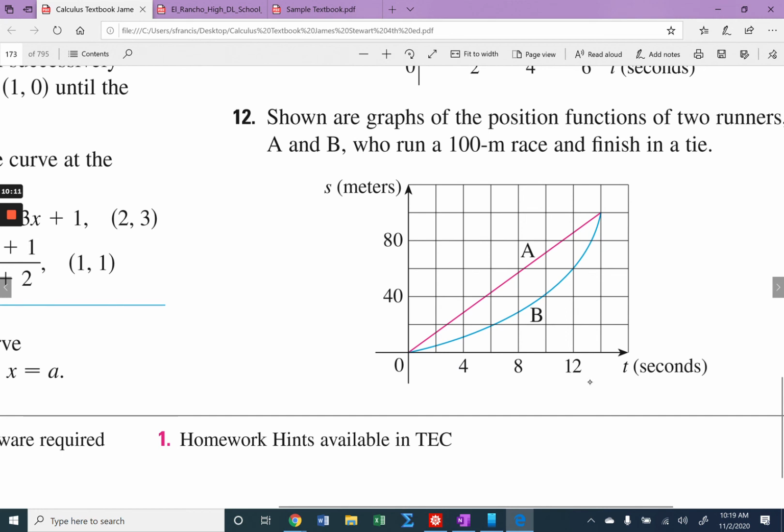So what you have to do is figure out when the vertical line between the two graphs is longest. That's when they're furthest apart. I'm not going to give you an answer for that. I want you to just do your best to approximate that.